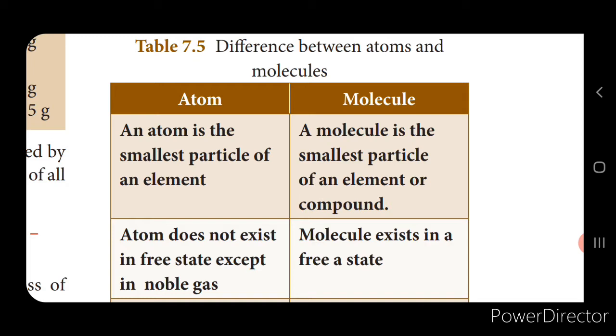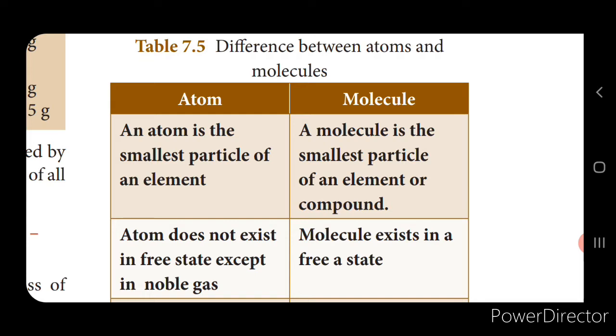Now what is a molecule? Molecule is the smallest particle of an element or a compound. For example, I can say oxygen molecule O2, nitrogen molecule N2, HCl, it's a molecule. Let's go to the second point. Atoms do not exist in free state. For example, if I say oxygen atom, it does not exist as oxygen atom, that is O. It always combines with another oxygen atom to form O2. So it will always exist as oxygen molecule and not as oxygen atom.